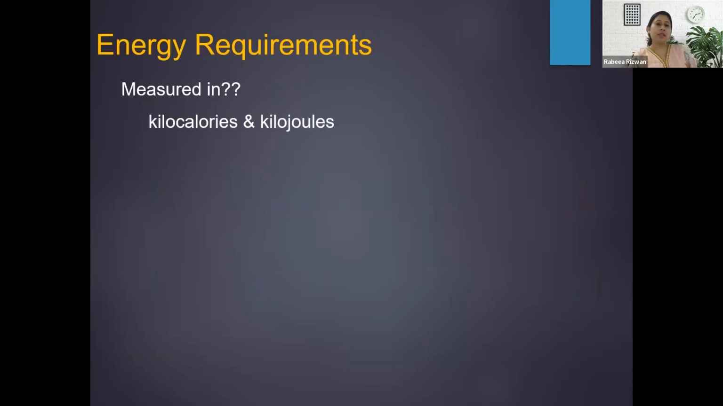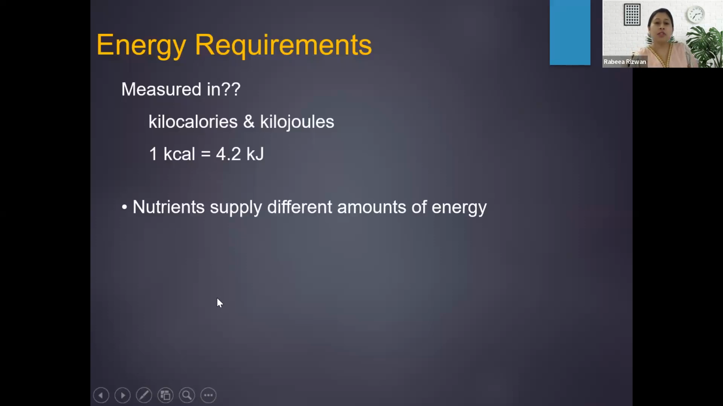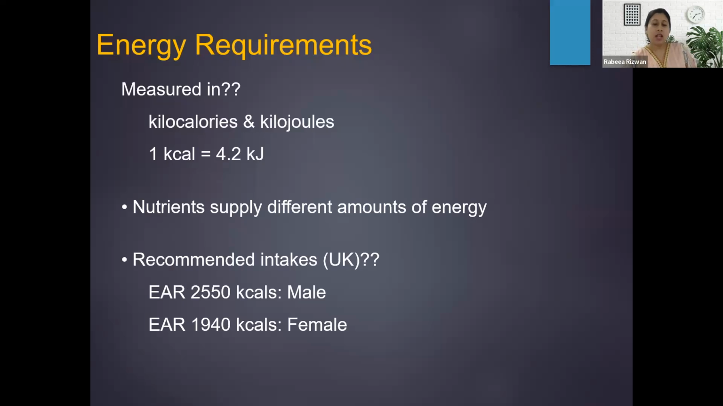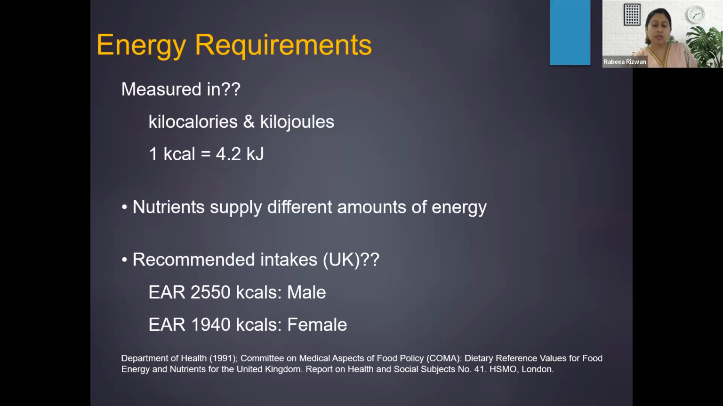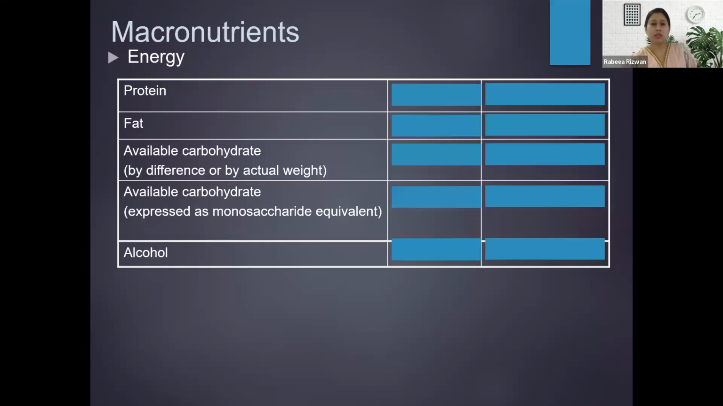Now, as a recap, do you know how energy can be calculated and measured? By means of kilocalories or kilojoules, where 1 kilocalorie equals 4.2 kilojoules. And all these nutrients supply different amounts of energy, not the same. The energy requirement of the male per day is 2,550, while for the female it is 1,940, as estimated and reported by the Department of Health UK.